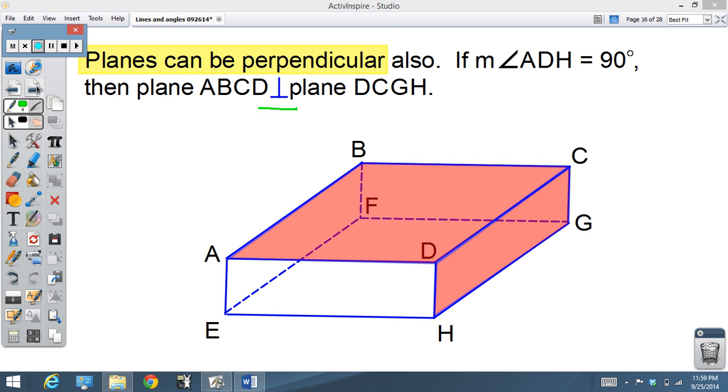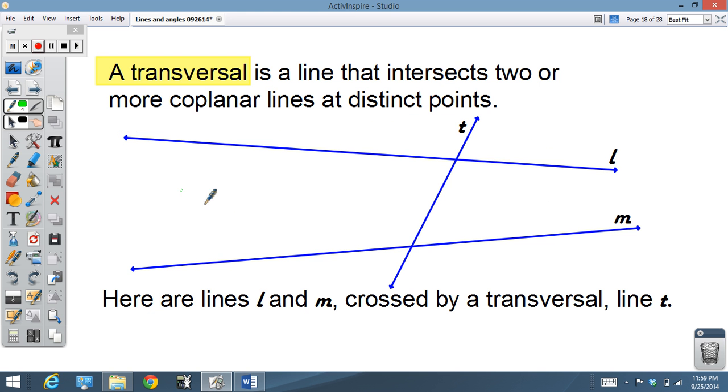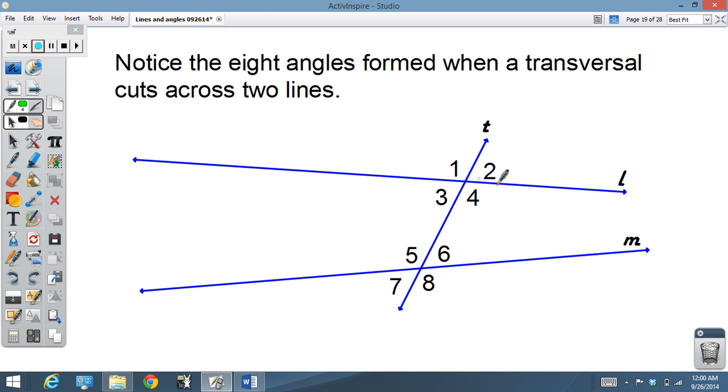Continuing on, we're going to get into transversals now. A transversal is a line that intersects two or more coplanar lines at distinct points. L and M are our two lines. T is our transversal. So lines L and M are crossed by this transversal, line T. Now, 8 angles are formed when we have one transversal crossing two lines. And I've labeled them just for simplicity, 1, 2, 3, 4, 5, 6, 7, and 8.